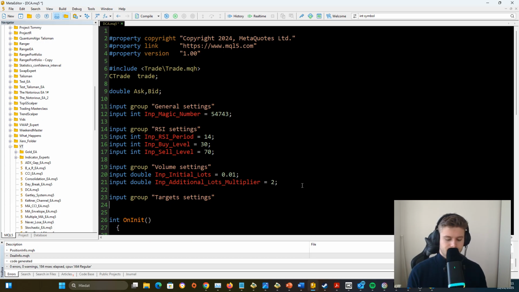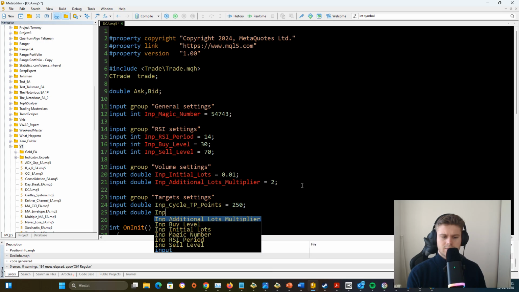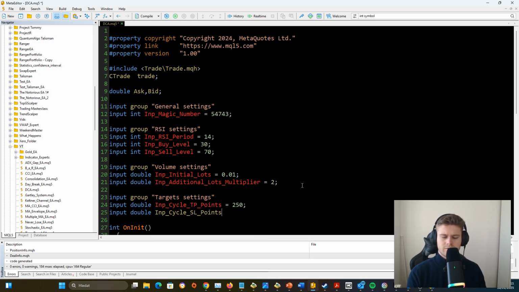What we will do is create a double input cycle take profit points, which will be 250, for example, and a double input cycle stop loss points, which will be, for example, 4,000. Why am I saying cycle here? Since we can open multiple positions, when we are working with 3 buy positions or 3 sell positions, those 3 positions are a cycle of sell positions. So that's why I am using cycle here.